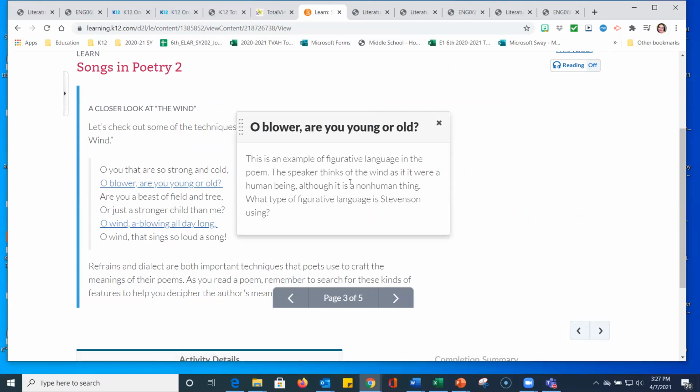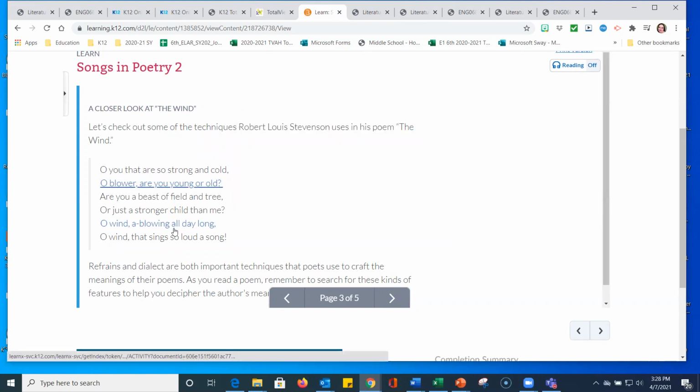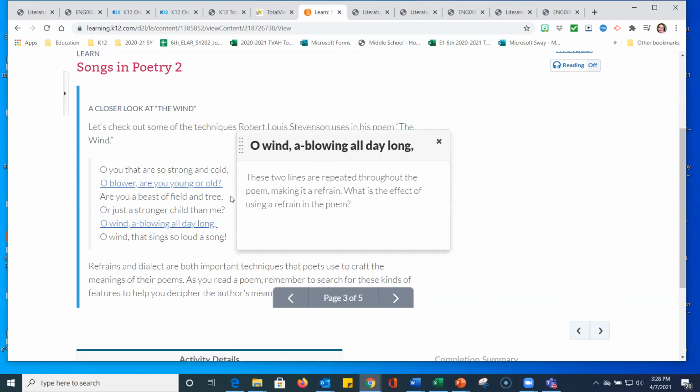In the poem, the speaker thinks of the wind as if it were a human being, although it's a non-human thing. What type of figurative language is Stevenson using? If you said personification, you are correct. A wind a blowing all day long. These two lines are repeated throughout the poem, making it a refrain. What is the effect of using a refrain in this poem? Well, it's repetitive, so you're probably going to remember it.